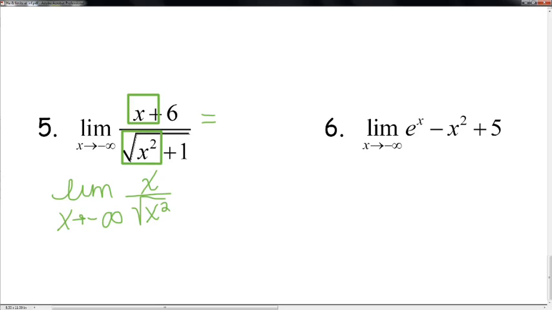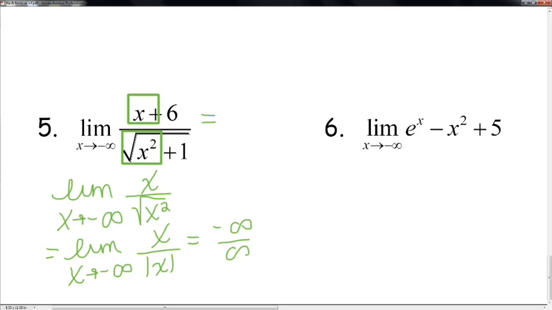Well, if I was going to plug these guys in or simplify a little bit further, I essentially have the limit as x is approaching negative infinity of x over, well, if I was going to square negative infinity, that gives me a positive infinity, and the square root of positive infinity is still infinity. So essentially I'm getting the absolute value of x. But when I plug these guys in, I get a negative infinity over a positive infinity. Well, that's equal to -1. So my horizontal asymptote is going to be located at y is equal to -1.